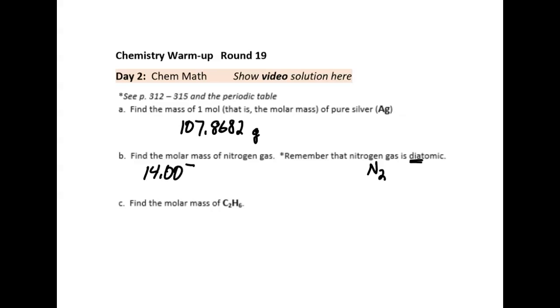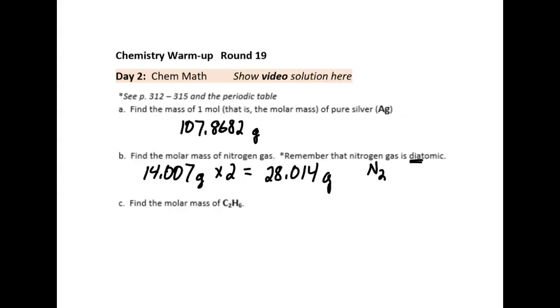14.007 grams. And then multiply by 2. The result is 28.014 grams. If 1 mole of nitrogen atoms has a mass of 14.007 grams, then 1 mole of N2 would have twice as much mass because there's twice as many nitrogen atoms.